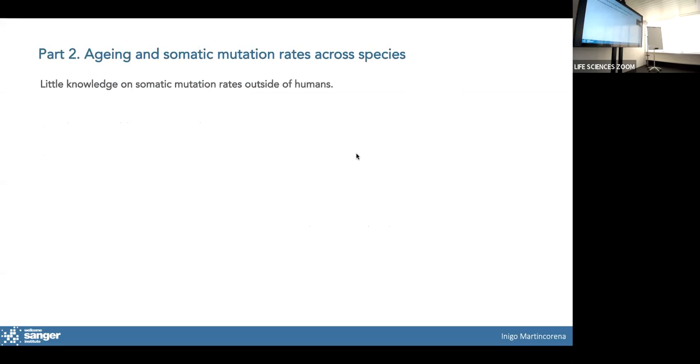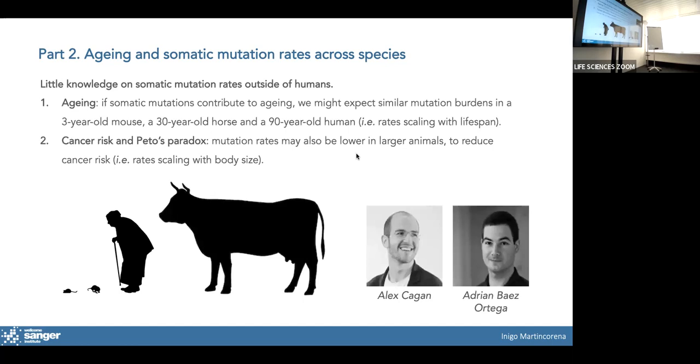So in the second part of my talk, I just want to show a paper that we published earlier this year. And it's quite a fun story. We realized that all of our knowledge on somatic mutations was limited to humans. And I was very keen to look beyond humans and look at different mammals. And this is work by Alex Kagan and Adrian, two postdocs in my group.